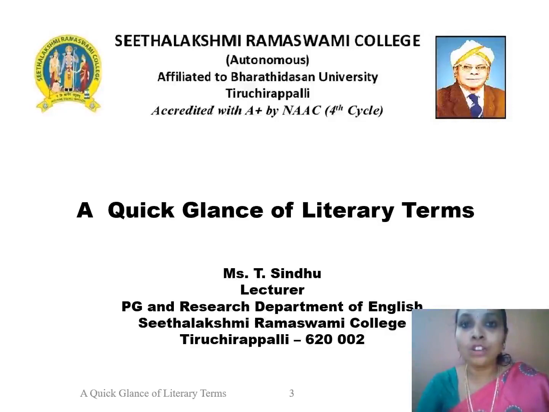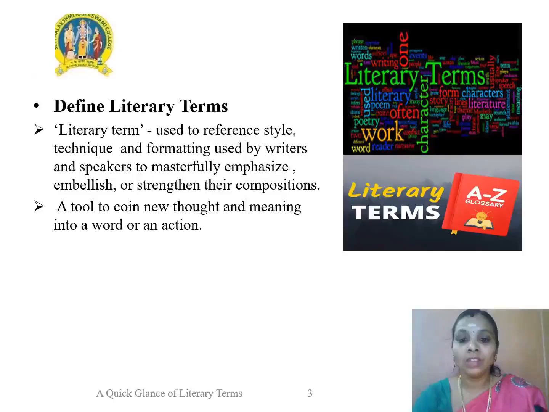First of all, we have to know what literary terms are. Literary terms are devices used to make writing better. The terms are used in literature to define different kinds of situations and actions. The phrase literary term is used to reference style, technique, and formatting used by writers and speakers to masterfully emphasize, embellish, or strengthen their composition. We can define literary terms in many ways. It is a tool to coin new thought and meaning into a word or action.